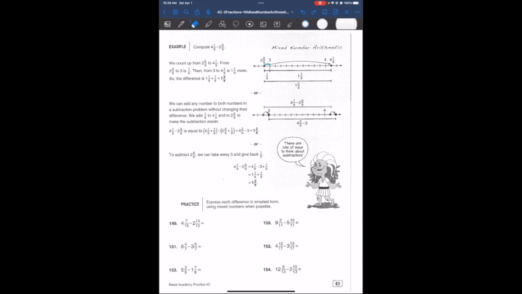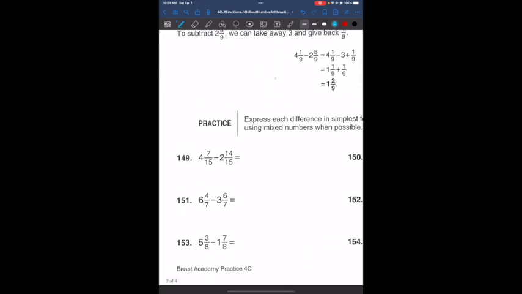Another way that we can do this is we can add any number to both numbers in a subtraction problem without changing their difference. So this would be equal to adding 1 over 9 to both numbers. And so that would be 4 and 2/9 minus 3, which would be 1 and 2/9. And so we're going to practice.